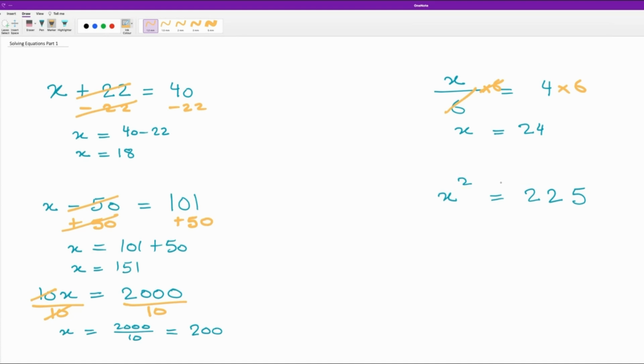What's the opposite of squaring? That is to square root, and I do that to both sides. That way, we can cancel out the squared and the square root, leaving us just with x by itself on the left-hand side. And on the right-hand side, you would get the square root of 225. And the answer of root 225 is 15. And that is our answer.